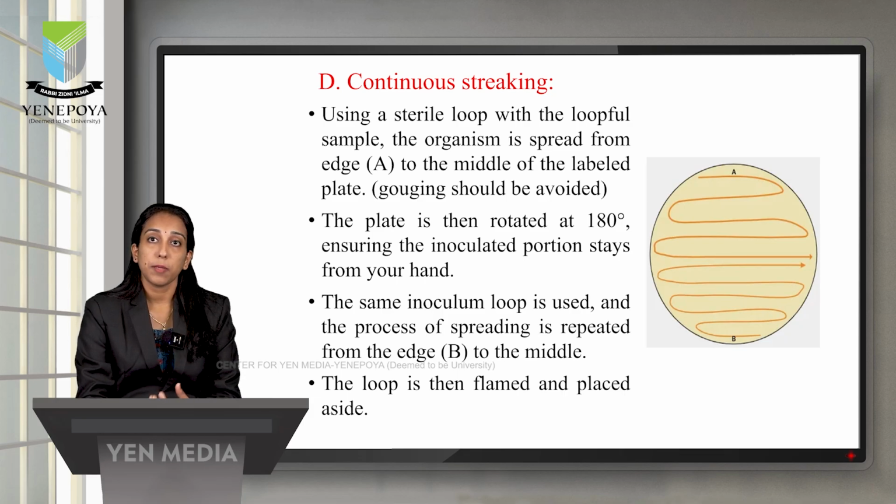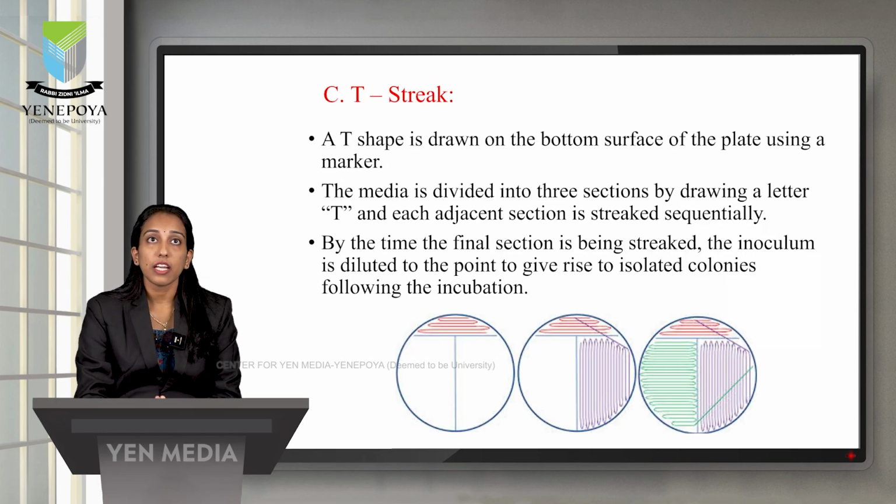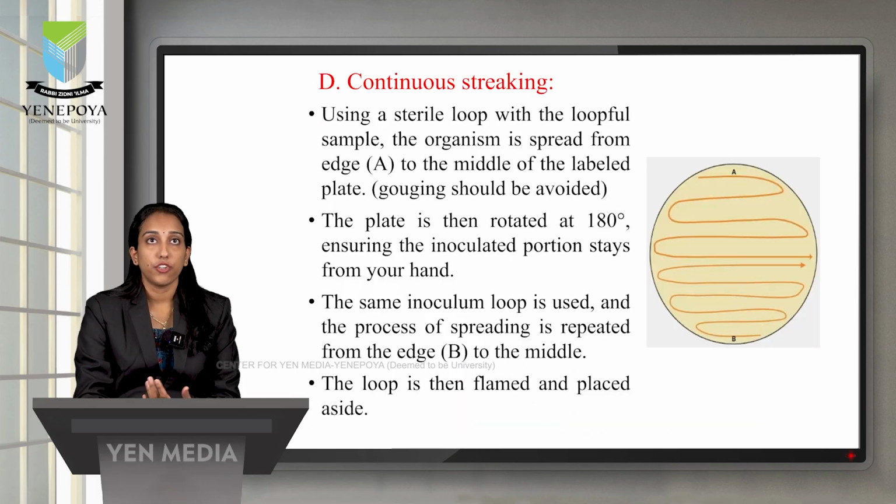At the B edge of the Petri plate we keep the inoculation loop, then streak from there to the center again. So it becomes continuous, from A to center, then turning it 180 degrees and from B to center. This is about continuous streaking. So in isolation, the first method, the streak plate method, is finished. The 4 types of streak plate methods are quadrant, radiant, T and continuous streaking.